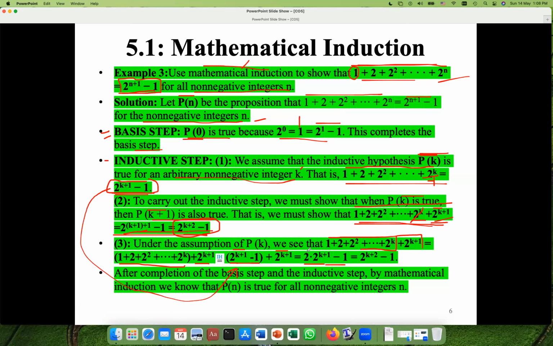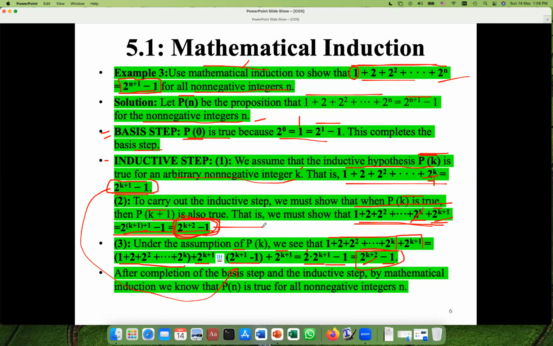And this is basically what? 2 raised power 1. This is what? 2 raised power 1. Which now, what you can do now? After further simplifying, you have 2 raised power k plus 2 and then minus 1. This is what you have to prove here. This is for the pk plus 1.